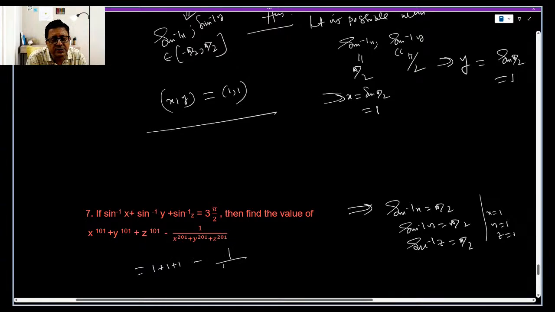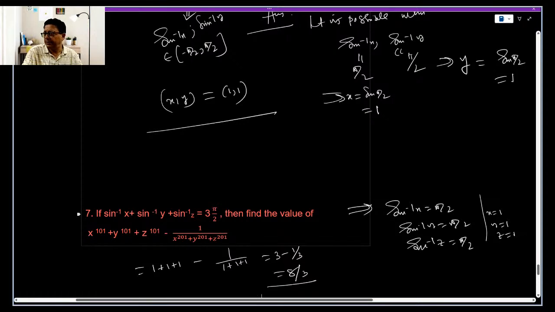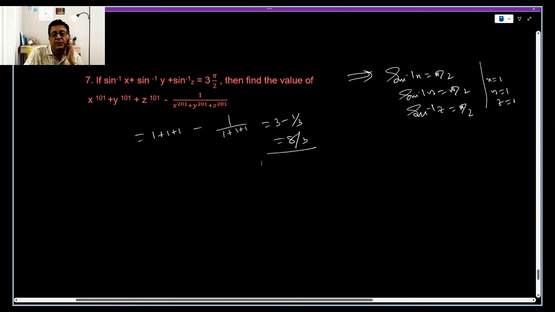This minus, isn't it? So 3 minus 1 by 3, the value is 8 by 3. Understand the logic? Just the same logic. Back to back I have asked a similar question so that understanding will be easier. Clear? Because they will share the same value pi by 2, each of them. So each of them has maximum value, x, y, z are 1, the value is 3 minus 1/3.